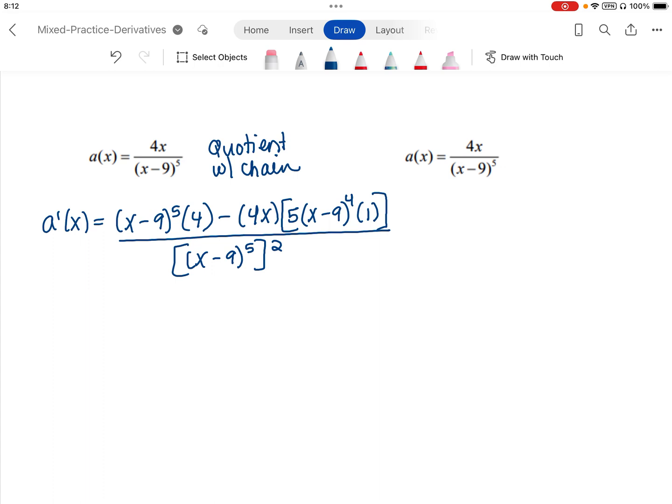And then let's just clean this up just a little bit here. So I can bring the 4 to the front, and I can multiply, okay, I can multiply the 4x with the 5 and the 1, and that's just going to be a 20x, and I'm going to write that on the front here.